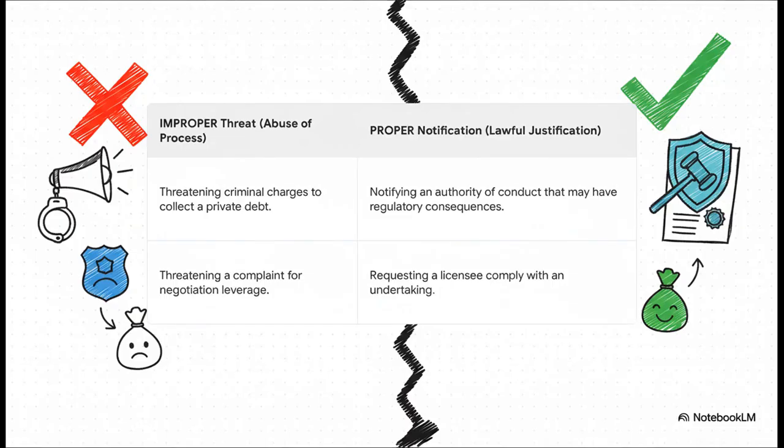Let's really break this down because this is a super common point of confusion. Threatening to call the cops on someone just to get them to pay a private debt, that is improper. It's an abusive process. But notifying a regulatory body like the Law Society about conduct that genuinely falls under their jurisdiction, that is proper. It has a lawful justification. Knowing this difference is absolutely key to getting this type of question right.